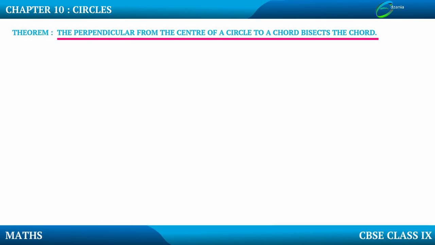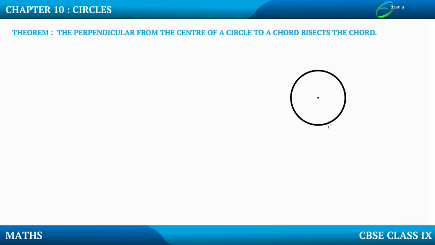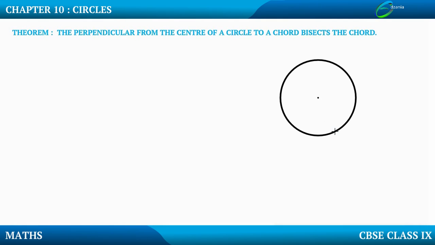So first of all, what do I need? I need a circle. So let me consider a circle first. Suppose this is the circle. Perpendicular drawn from the center of the circle to the chord. For that, I need a chord. We already know a chord is a line segment joining any 2 points on the circle. So suppose this is the chord.